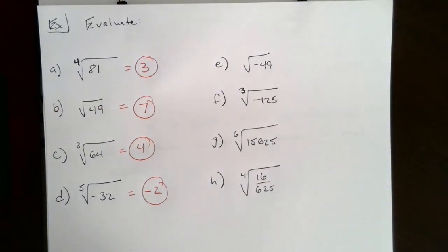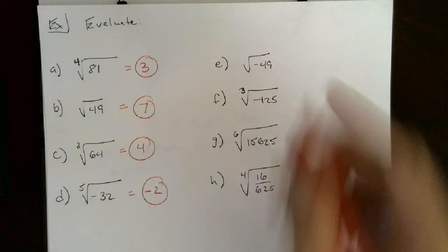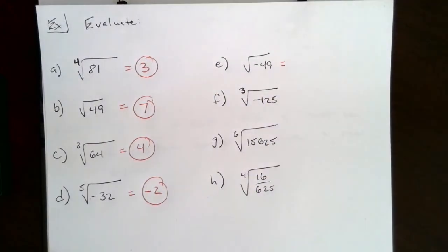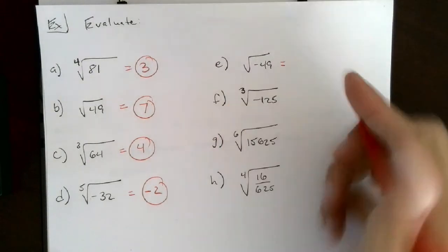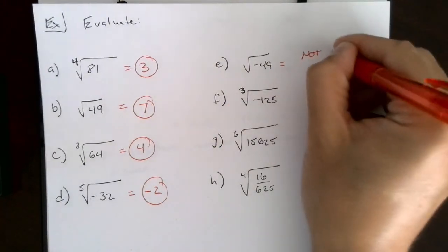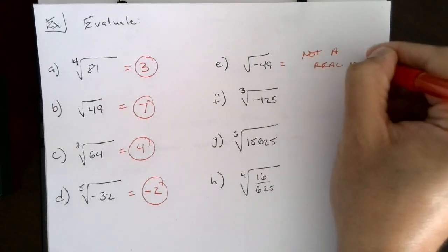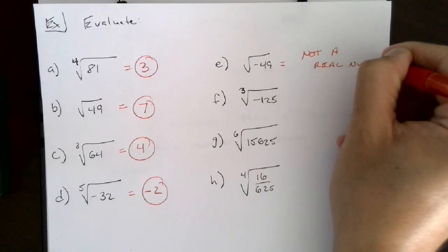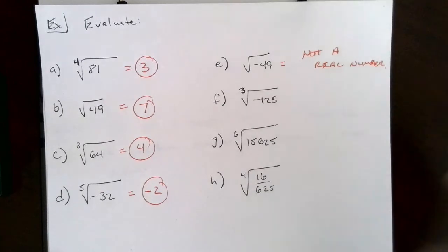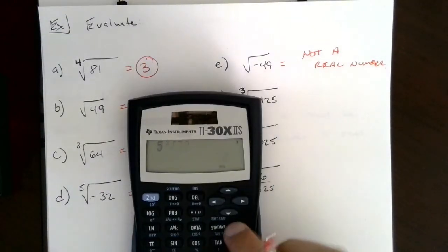What's the square root of negative 49? Well, what times itself will give you negative 49? Well, in this case, it's an even root of a negative. We know that's not a real number. Now, you may have tried to put that into your calculator, and if you did, just take a look at what happens.